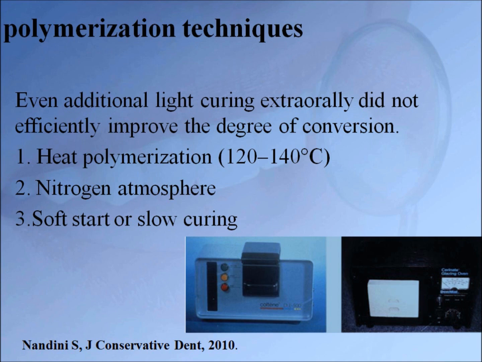The various techniques used for additional curing are: number one, heat polymerization. The temperature applied in this treatment must be above the composite glass transition temperature. This allows a significant increase in polymer chain mobility, in addition to an increase in cross-linking and stress relief. We have to avoid overheating, which may cause dehydration of the composite. The heat can be applied in an autoclave, cast furnace, or special ovens.